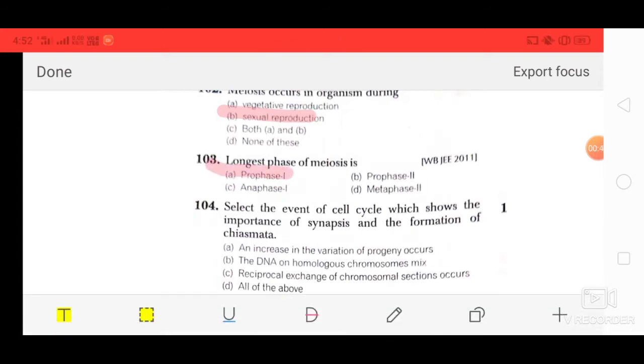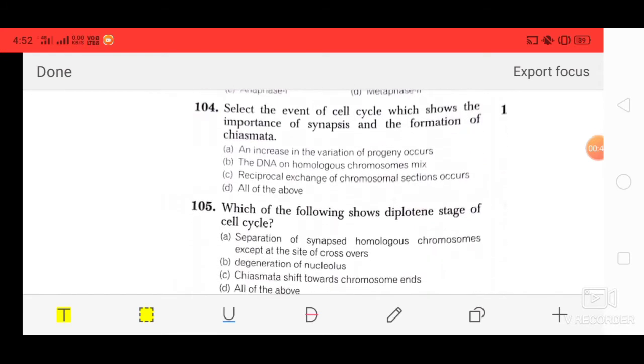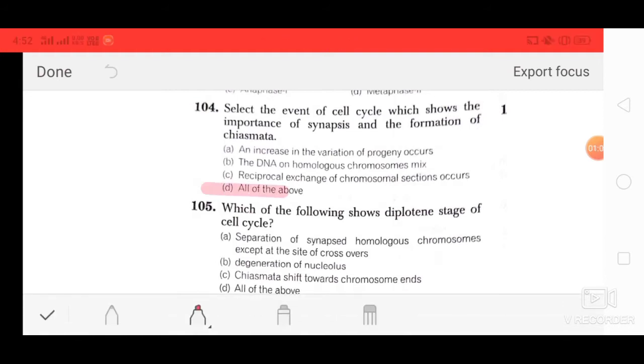Next question says: select the event of cell division which shows the importance of synapsis and the formation of chiasma. Options are: an increase in the variation of progeny occurs, the DNA on homologous chromosomes mixes, reciprocal exchange of chromosome sections occurs, and D is all of the above. And the correct answer of this question is all of the above.